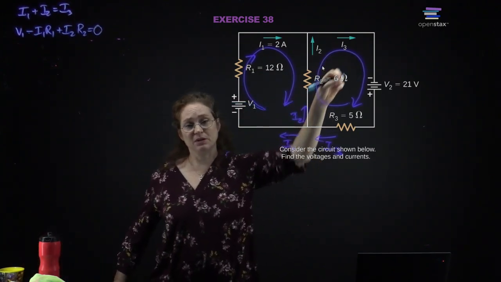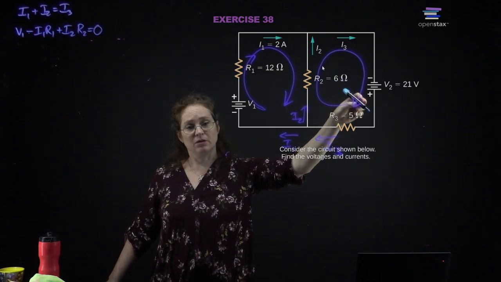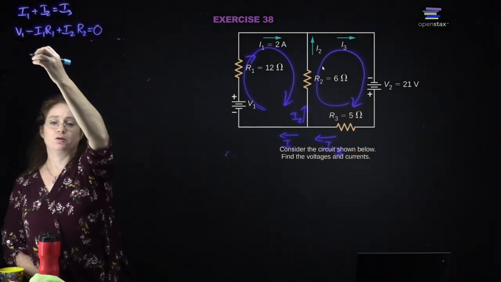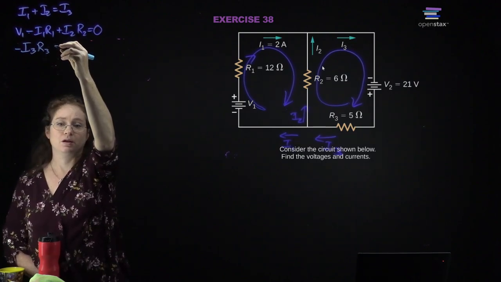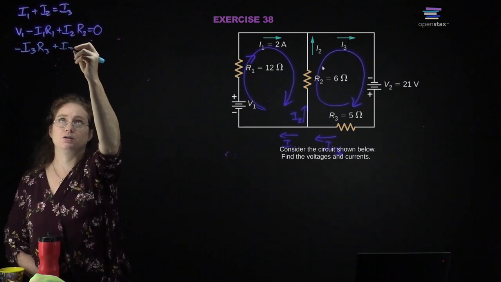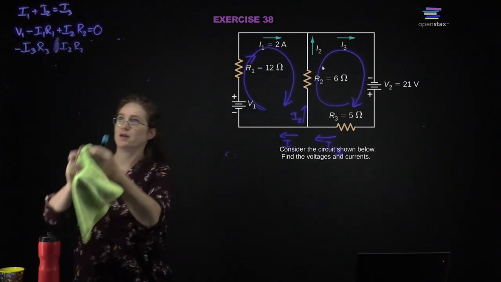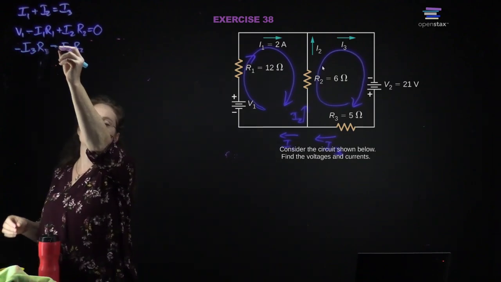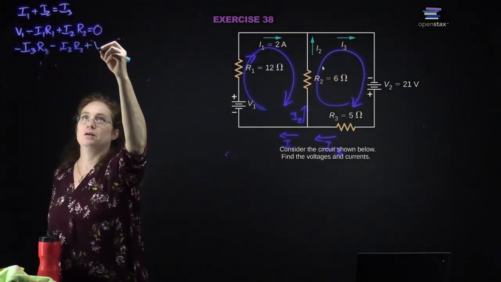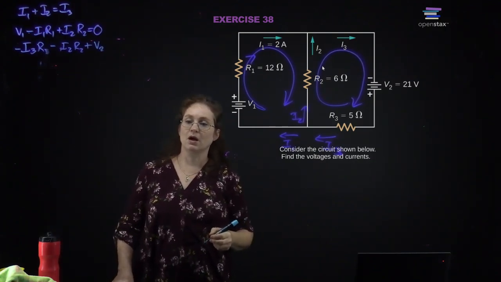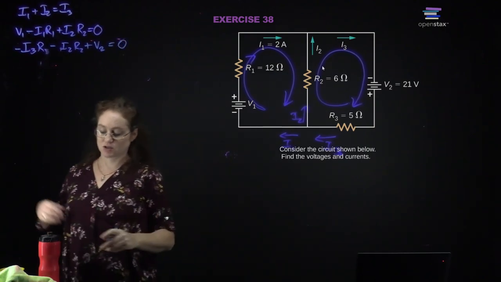All right, I'm going to do the other loop now. And here I'm going to start here. So I'm going through circuit element 3. So I get minus I3 R3, and then plus I2. I'm going in the direction of the current for I2, so I'm going to actually have a minus sign because I'm going with the flow. I'm going through a current drop, and then I go from negative to positive, so I have to add a V2. And that all has to equal 0 because I have to end up at the same place I started.